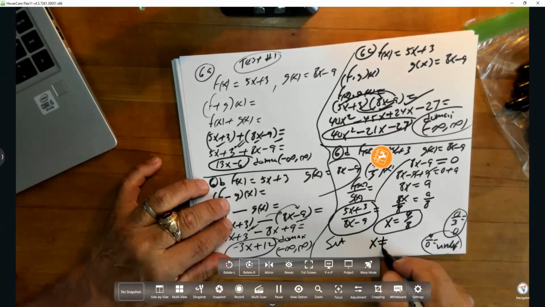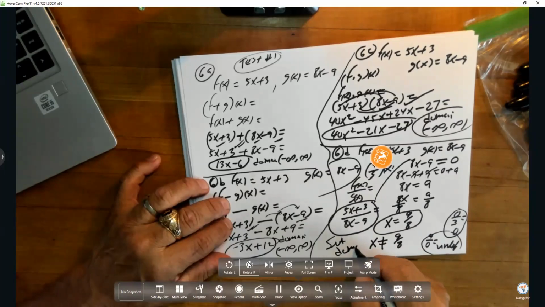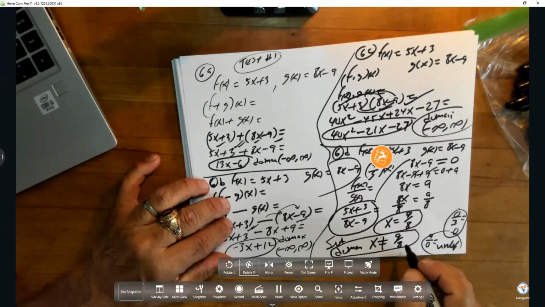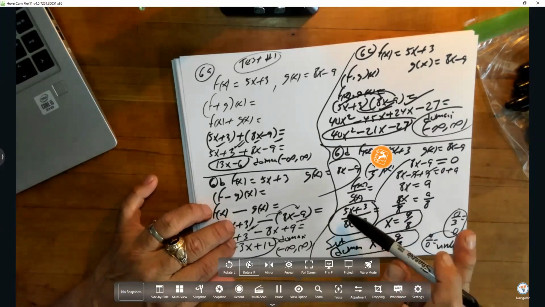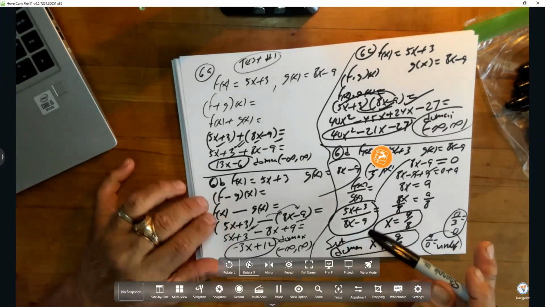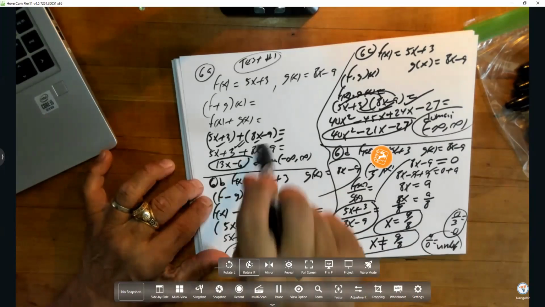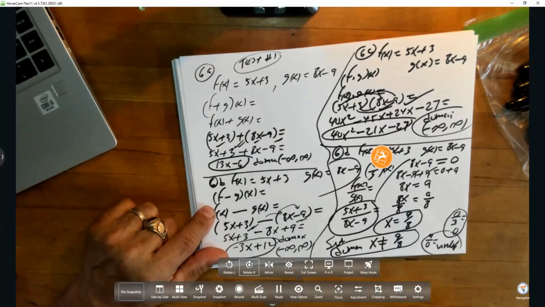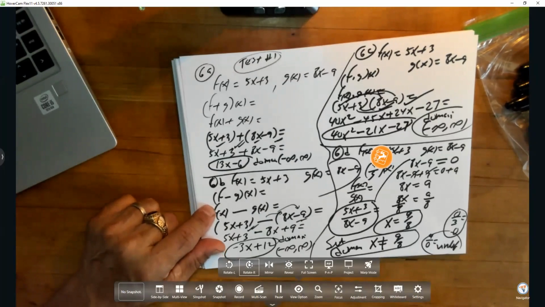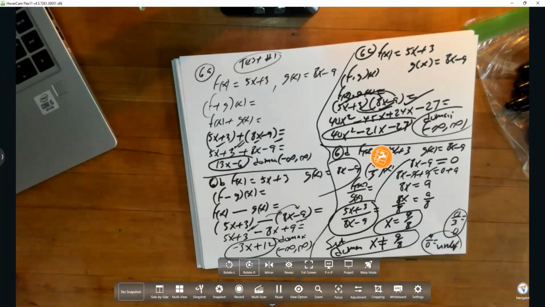So this is the answer. X is never 9 over 8. So the domain of this problem is what? Just never use 9/8. That's all it means. Use anything you want, just don't use that number because it'll mess up this right here. So the domain of this one, that's the only thing that you have to say. Don't use that number. It'll mess it up. All right, so there's 6 A, B, C.